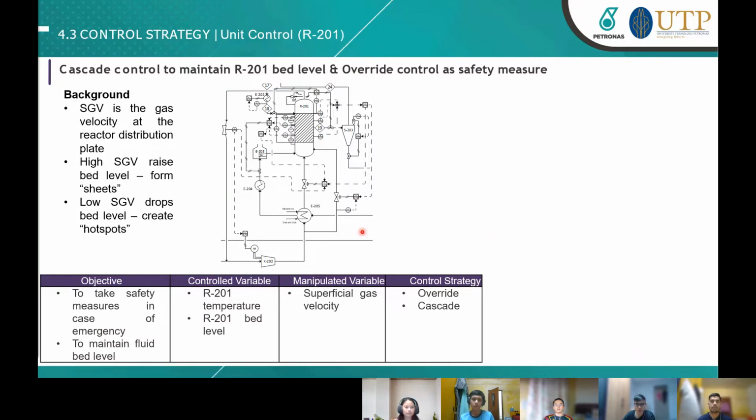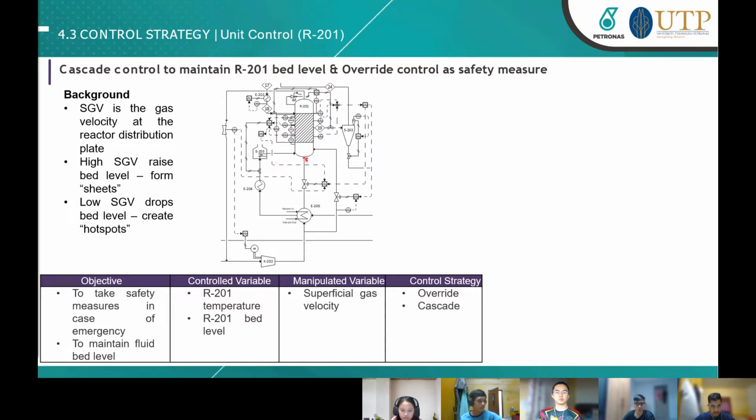A little background here: superficial gas velocity, SGV, is a critical parameter that affects the health of a fluidized bed reactor. SGV is basically the gas velocity at the reactor distribution plate. A high SGV increases the fluid bed level, which increases the likelihood of forming sheets at the reactor dome, while a low SGV decreases the bed level, causing the reaction to be highly concentrated at the bottom section of the reactor, which tends to create hotspots or chunks resulting in a reactor shutdown.